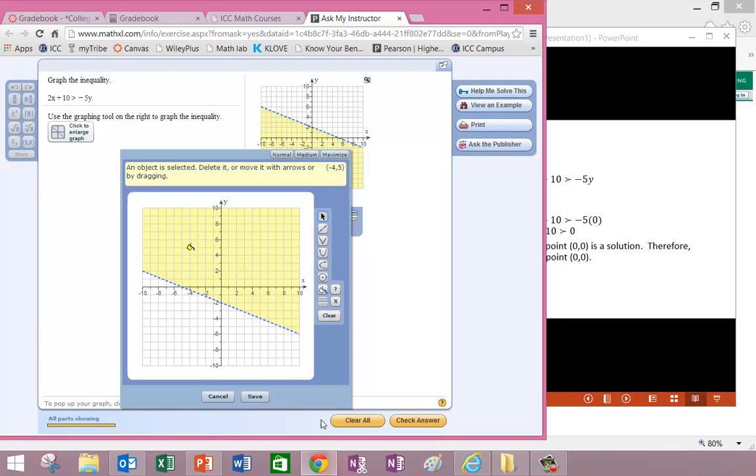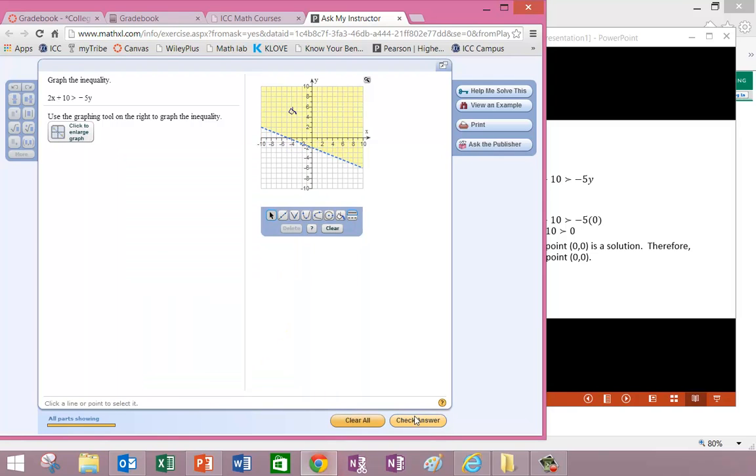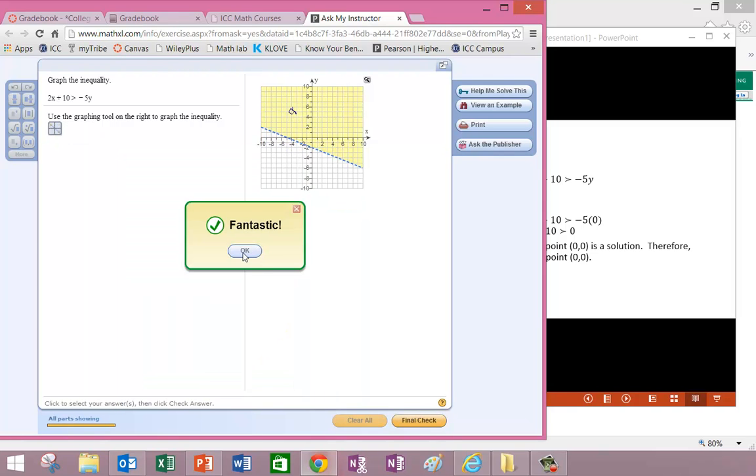And then we can save it and check our answer, and we've got it correct.